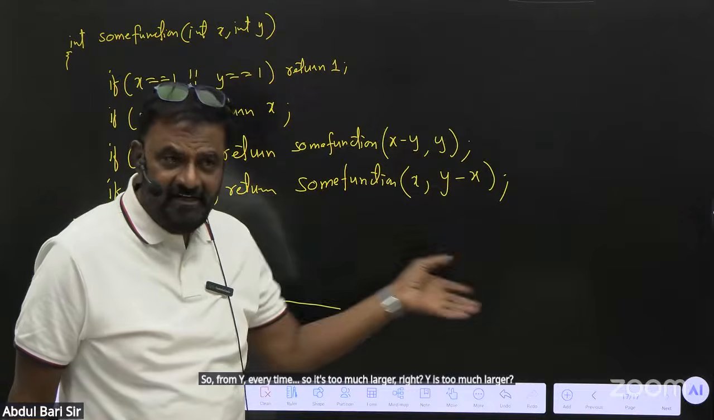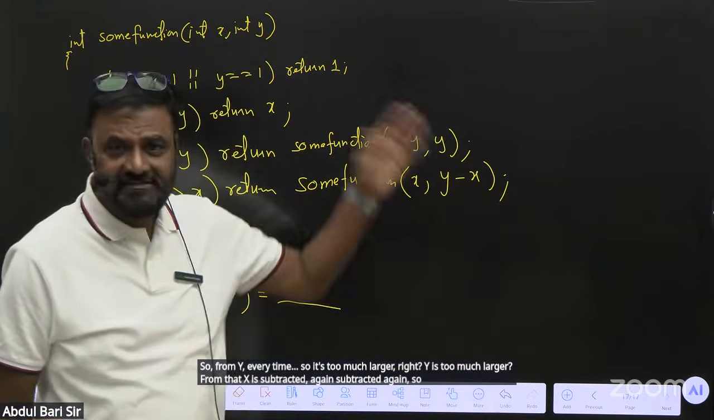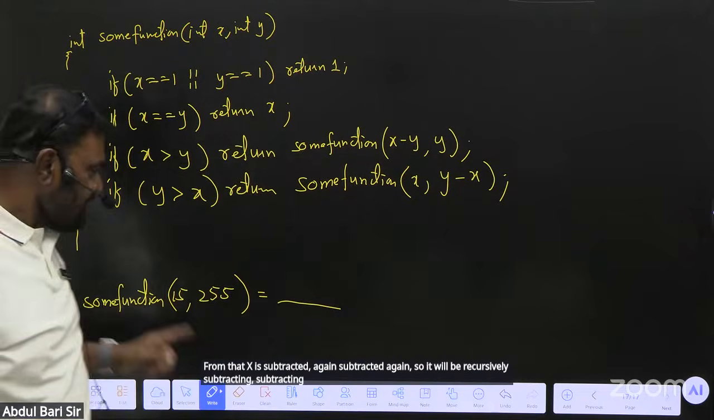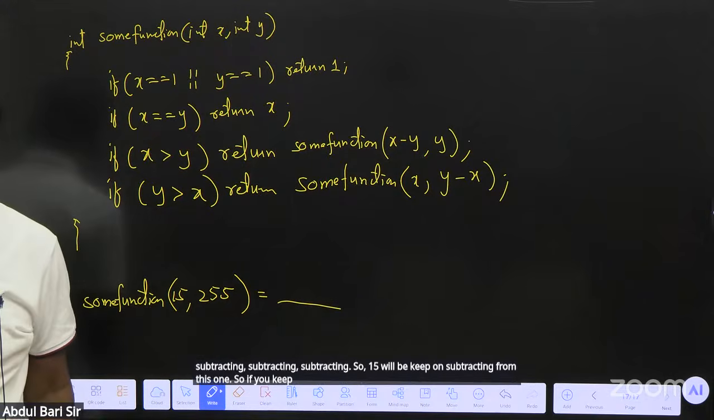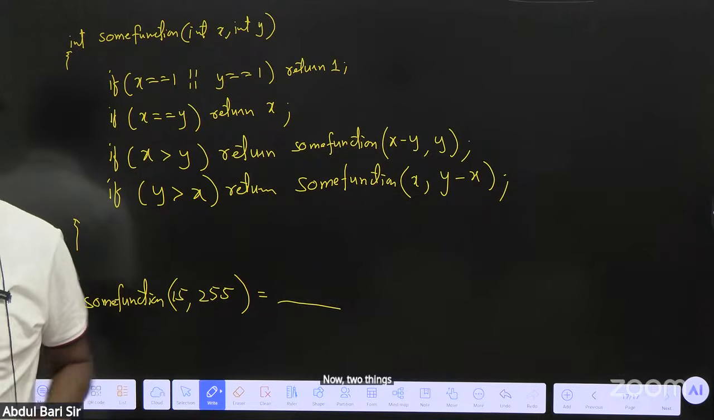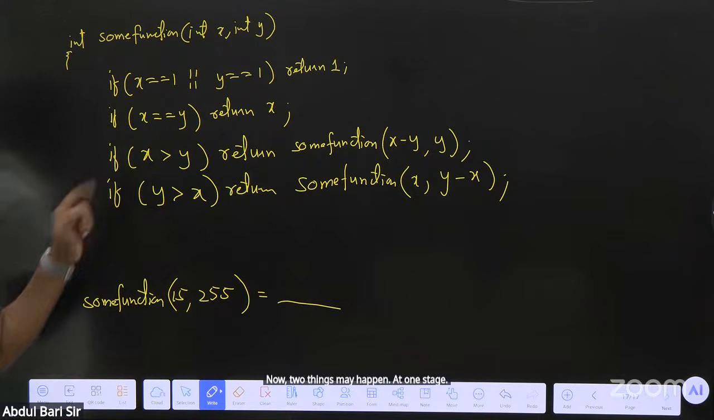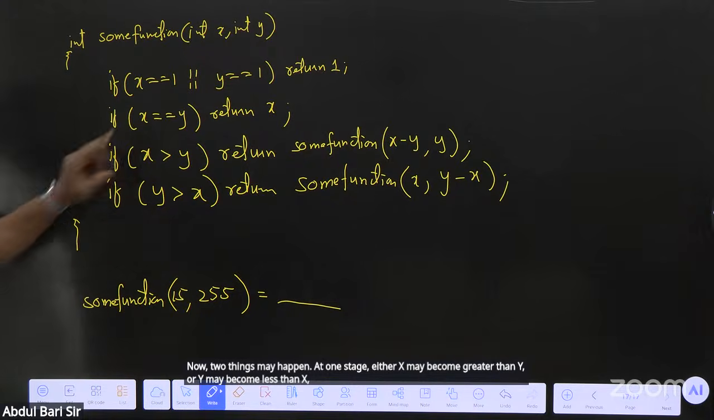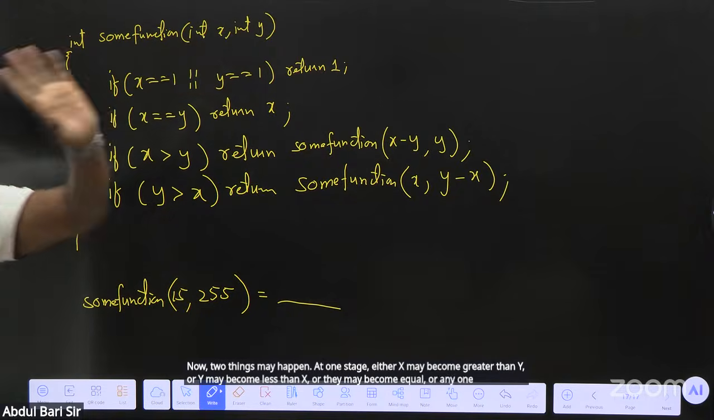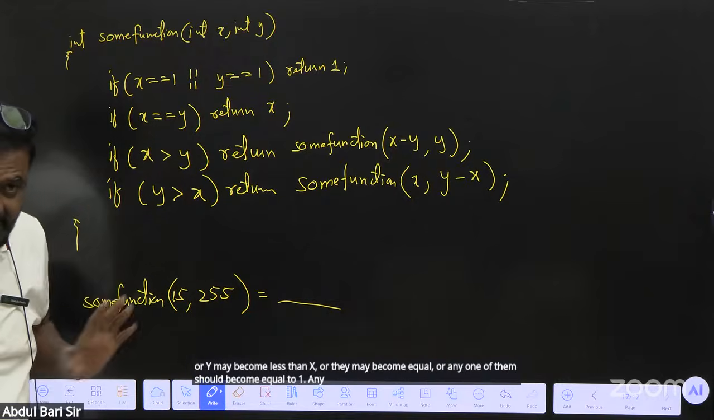From that, X is subtracted, again subtracted, again. So it will be recursively subtracting, subtracting, subtracting. So 15 will keep on being subtracted from this one. If you keep on subtracting, two things may happen. At one stage, either X may become greater than Y, or Y may become less than X, or they may become equal, or any one of them should become equal to 1. Any one of these things should happen.